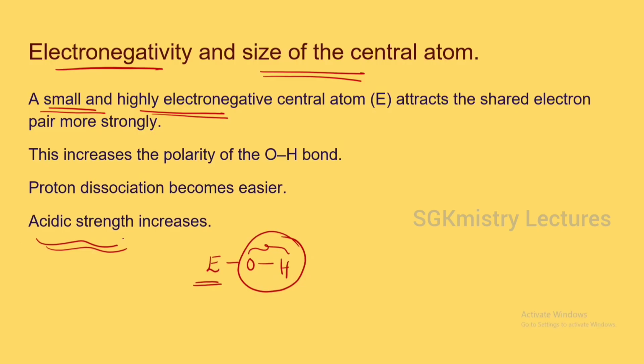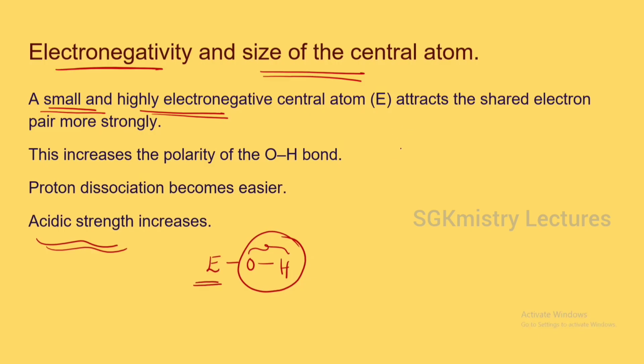Now I can generalize it as: higher the electronegativity of E, more easily the proton is lost, and more is the acidity of that particular oxo acid. Now, let us talk about what happens in a particular group. As we move down a group, we know that electronegativity decreases and the size increases, and obviously the acidic character will go on decreasing. Okay, so now let me just give a simple example.